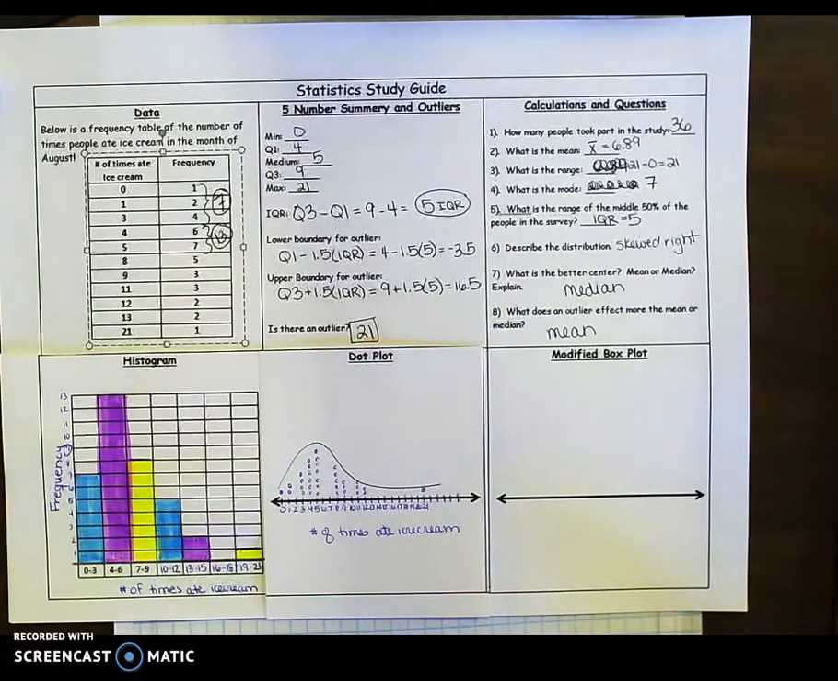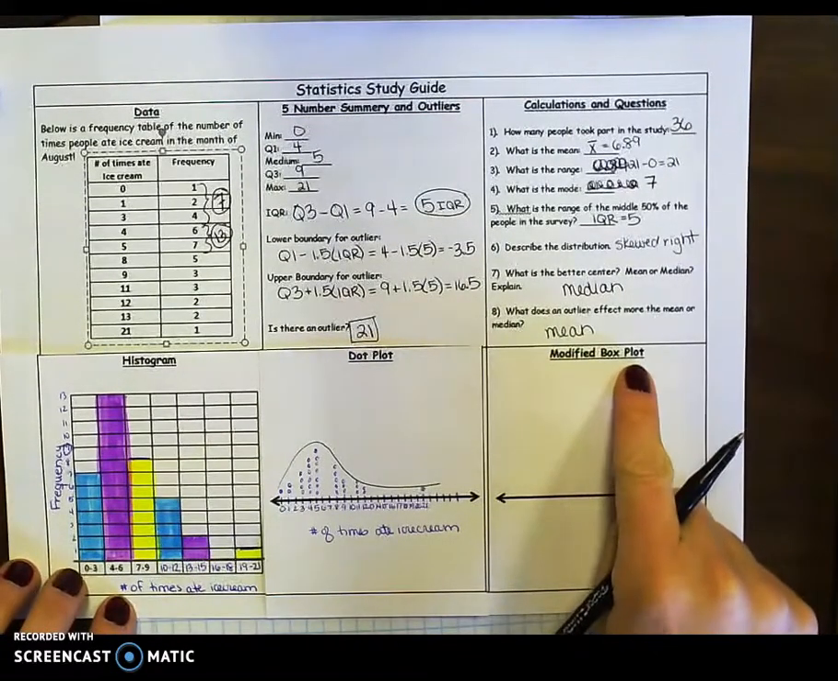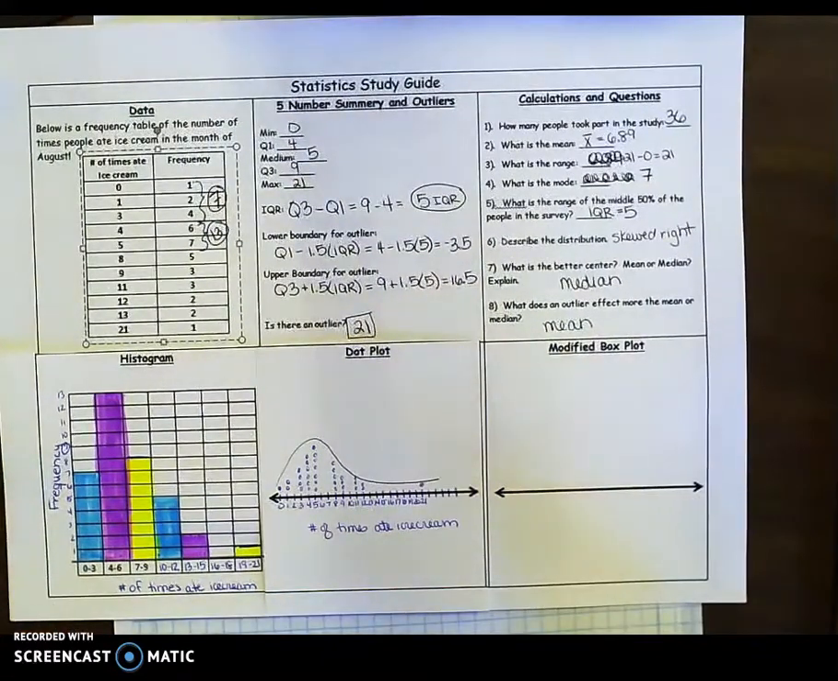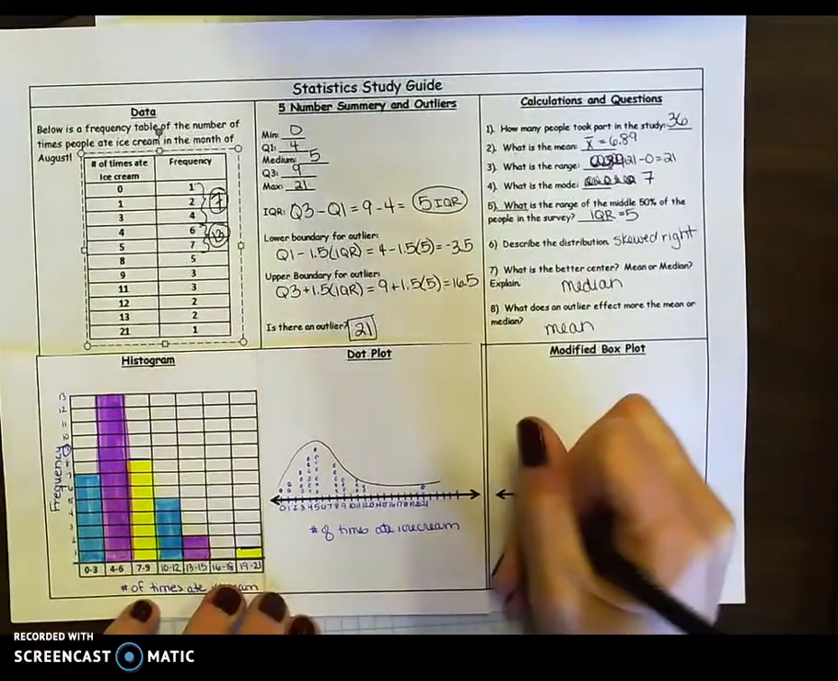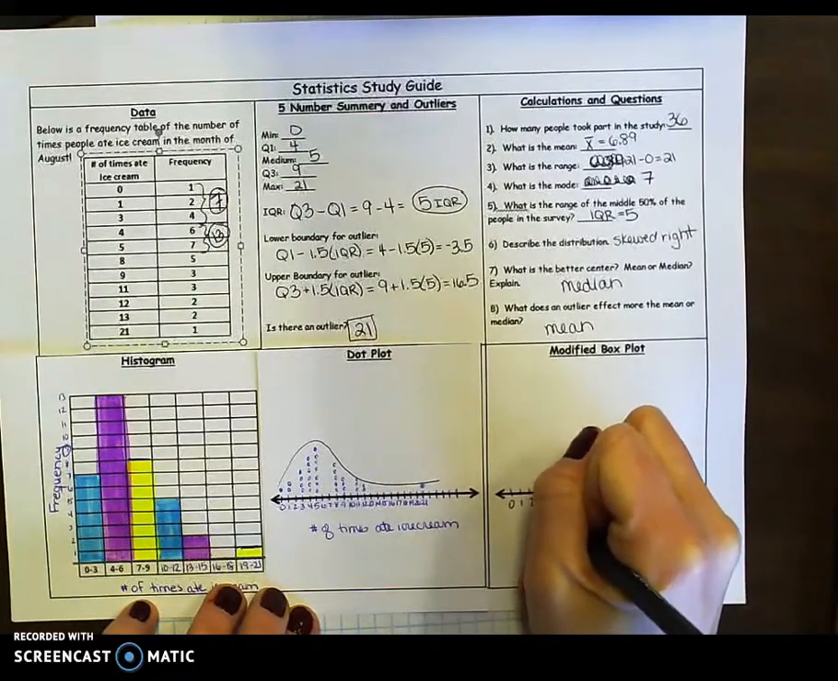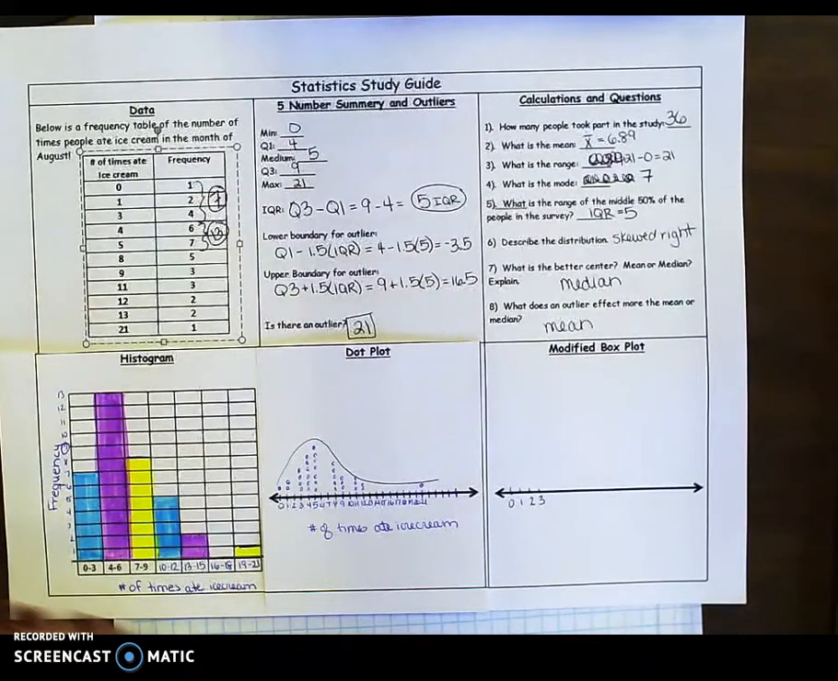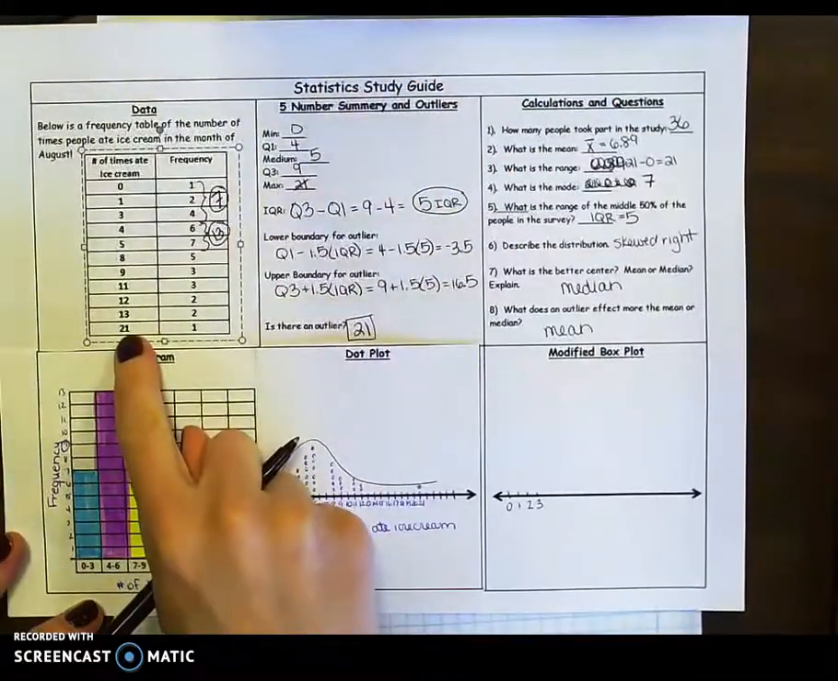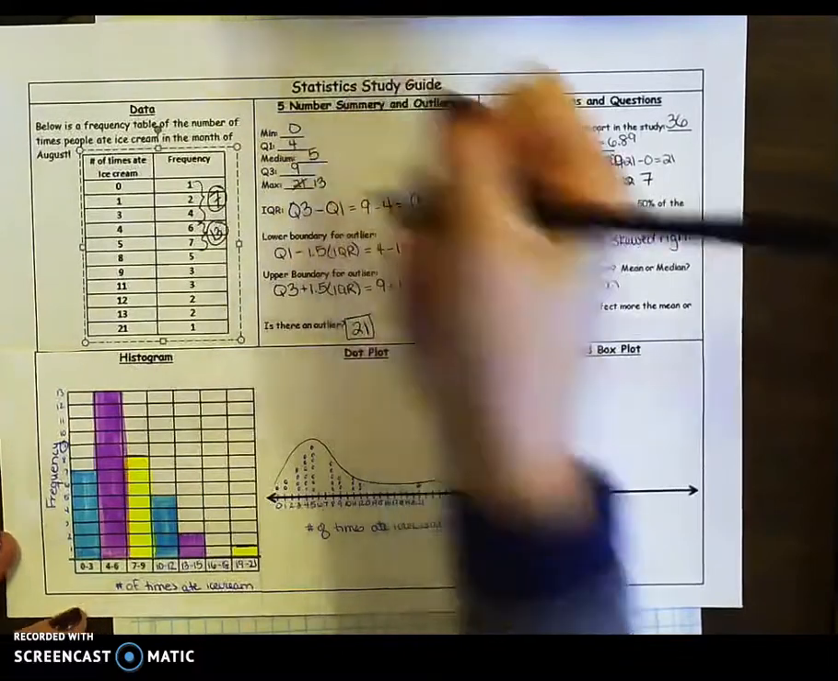Okay, the last part for today is to construct your modified box plot. Since it has the word modified, that means it wants you to plot the outlier as a star. So what we're going to do, just like we did in the dot plot, you're going to go through and give yourself 21 little marks. You're then going to plot your 5-number summary, plus you're going to plot your outliers, and then you're going to go ahead and create it. Remember, since 21 is an outlier, that means you cross off the 21 for your max. Your new maximum is now going to be 13.